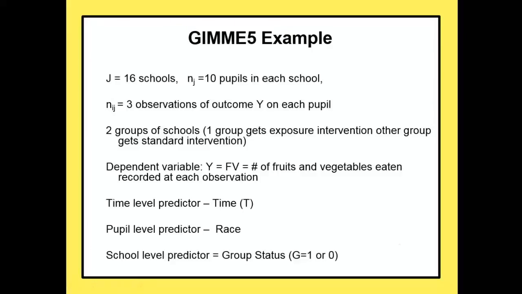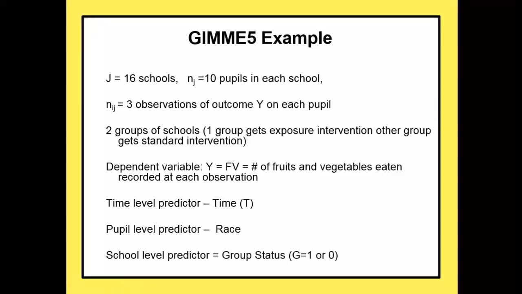Okay, so let's see how we might set this up in terms of doing the analysis. We've got 16 schools, I said J is 16 schools. We've got 10 pupils in each school, and 3 observations of the outcome on each student. There are 2 groups of schools, 1 group gets the exposure, and the dependent variable is FV, the number of fruits and vegetables. So how do we split this up in terms of a multi-level analysis?